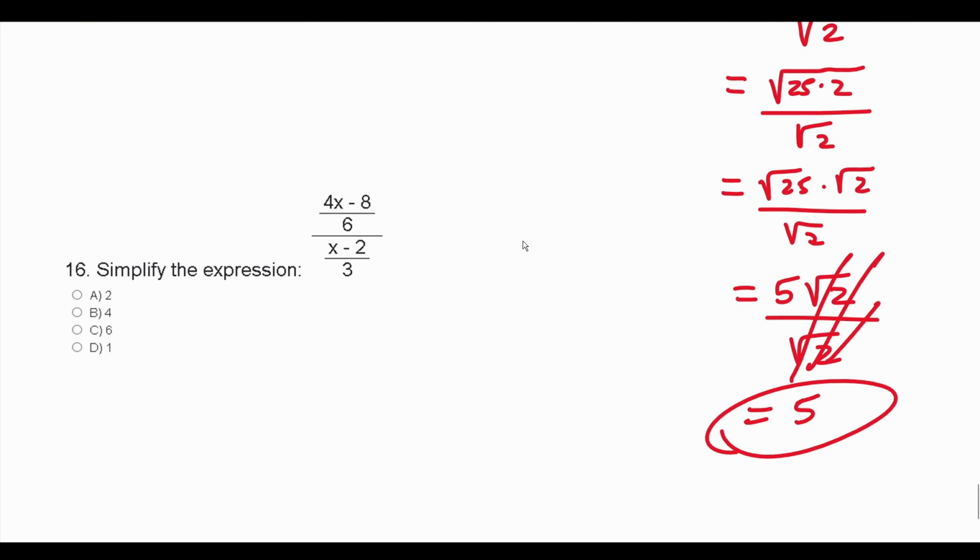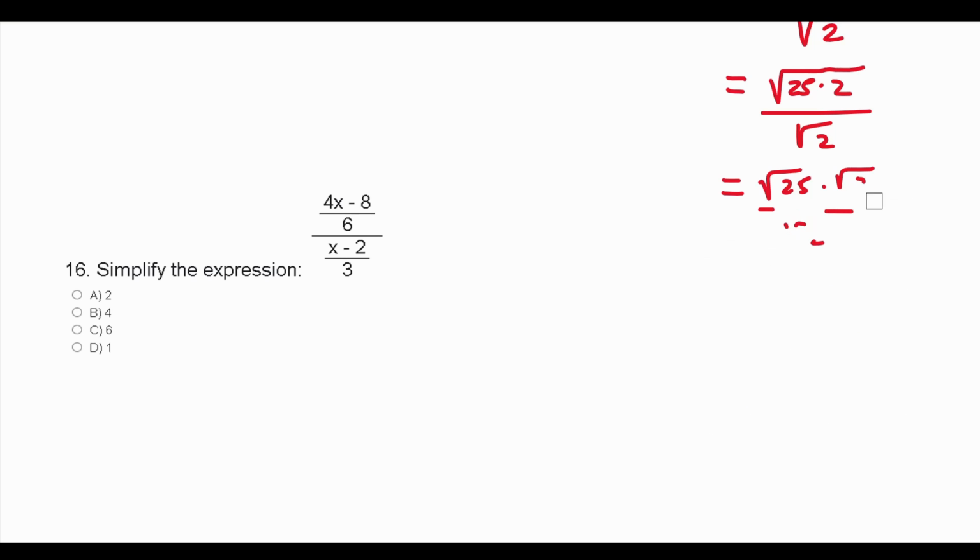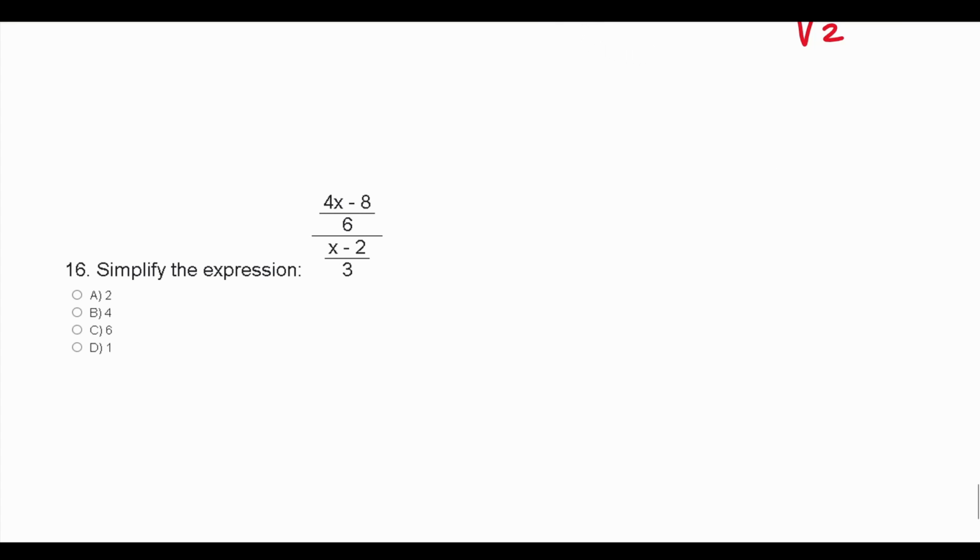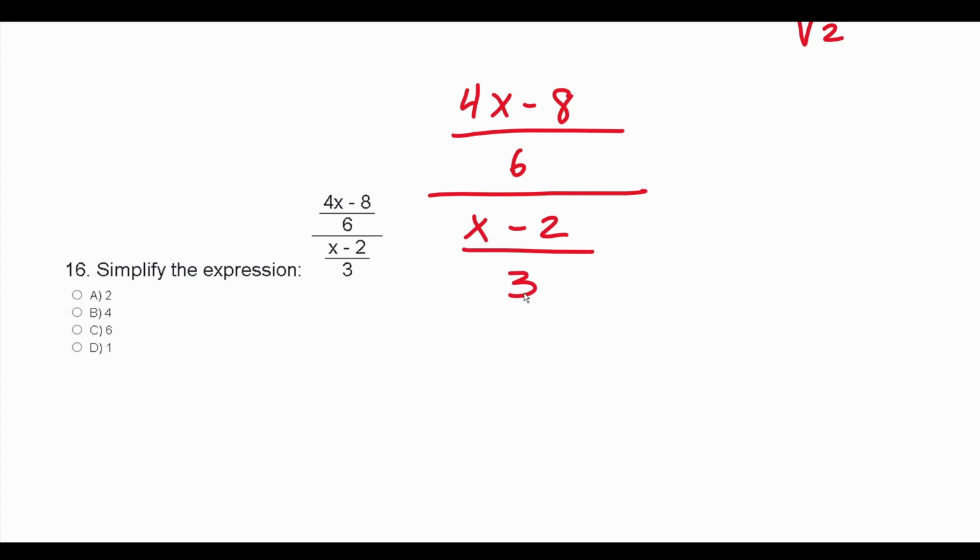All right, finally, number 16 says 4x minus 8 over 6 divided by x minus 2 over 3. So let's copy this one down. Let me go ahead and get rid of this off to the left here. All right, so we have 4x minus 8 over 6 divided by x minus 2 over 3.